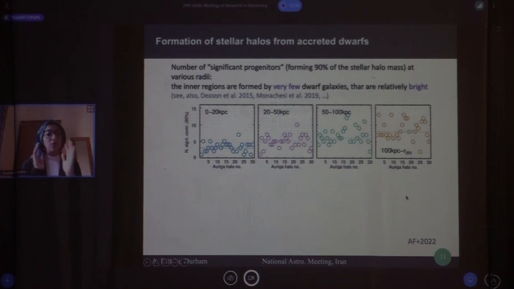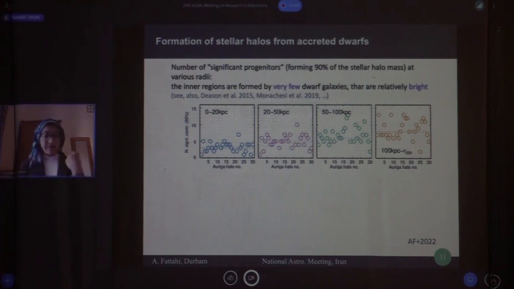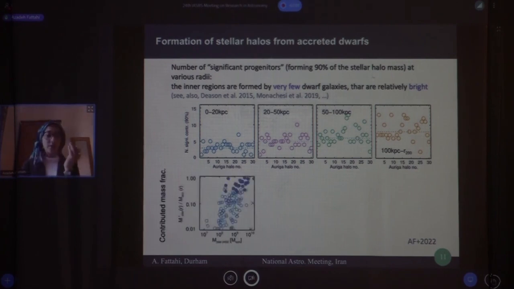So something important to have in mind in the inner regions, we need very few dwarf galaxies. But are these few equal mass objects, or are one or two of them very massive compared to the other? This is what I'm trying to show here. On the y-axis is how much stellar mass is contributed from these different dwarf galaxies to a given halo, and what is the stellar mass of those dwarf galaxies that got accreted.